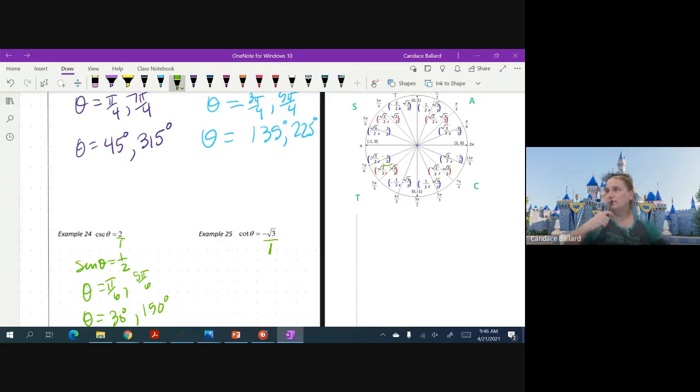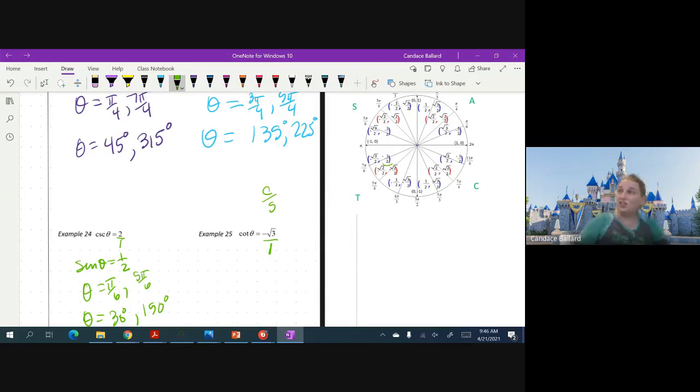What do you guys think? It's what divided by what in terms of sine and cosine? There's only 2 choices. Okay, perfect. You guys are doing good. It is the cosine divided by the sine. So I know that I've got to find the cosine divided by the sine.